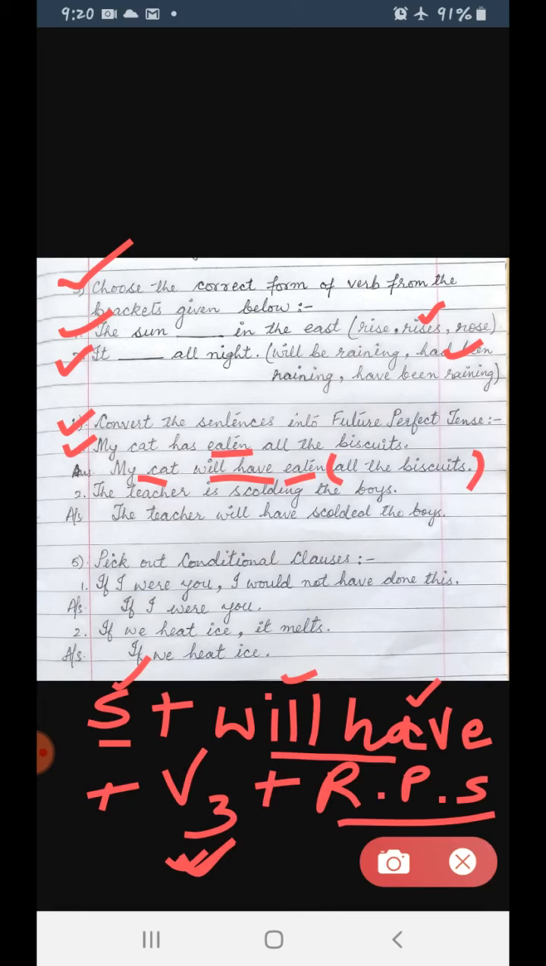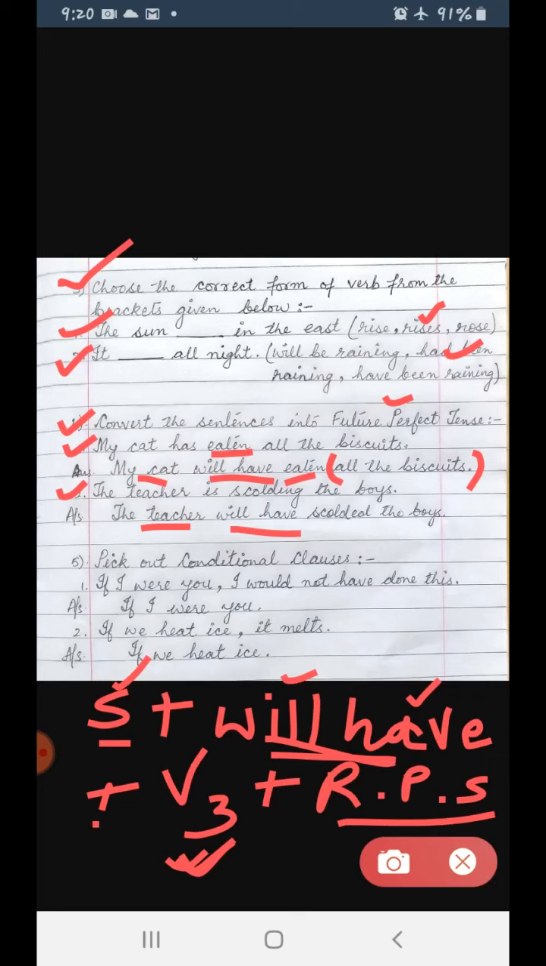Fine. In the same way, number 2. The teacher is scolding the boys. Now what is the structure of future perfect tense? It is subject plus will have plus third form of verb and then remaining part of the sentence. So the question is the teacher is scolding the boys. So what will it become? The teacher is the subject. After that you have to use will have. Okay, so you have written will have.